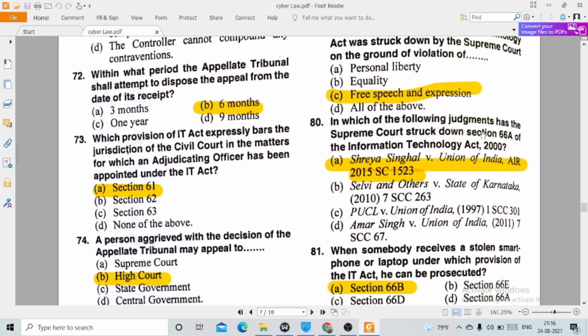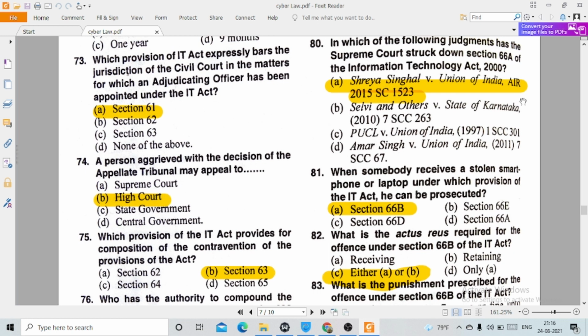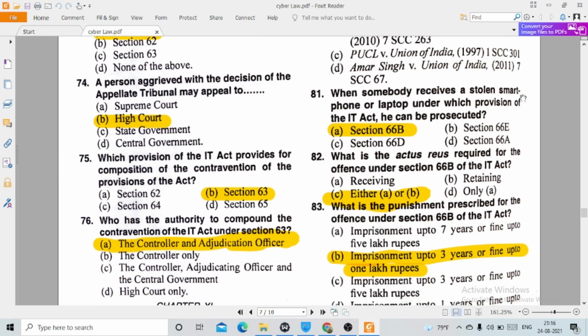80. In which of the following judgments had the Supreme Court struck down Section 66A of the Information Technology Act 2000? Option number A, Shreya Singhal versus Union of India, and it was decided in the year 2015. 81. When somebody receives a stolen smartphone or laptop, under which provision of the IT Act can he be prosecuted? Option number A, Section 66B. 82. What is the actus reus required for the offence under Section 66B of the IT Act? This is option number C, either A or B, receiving or retaining.